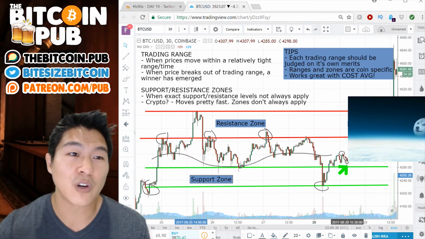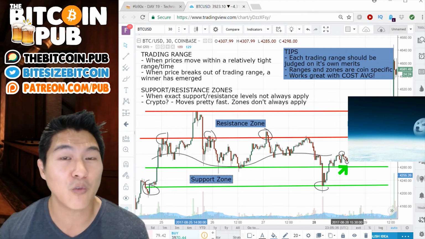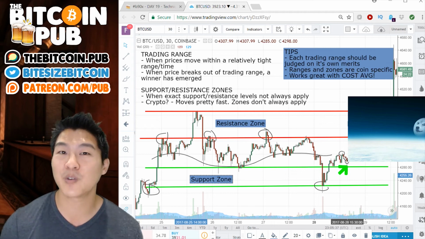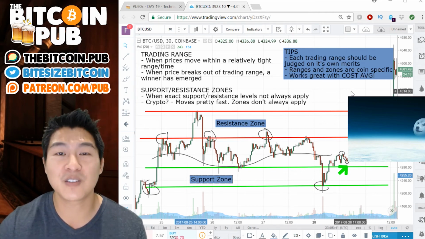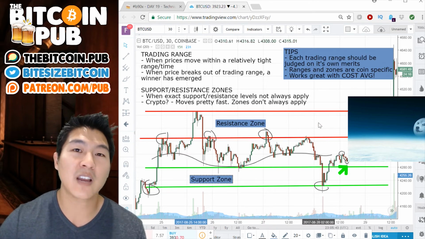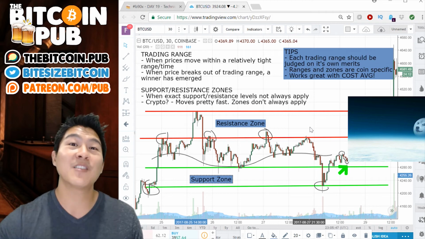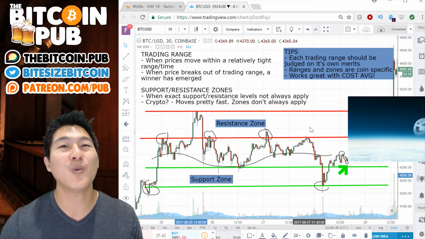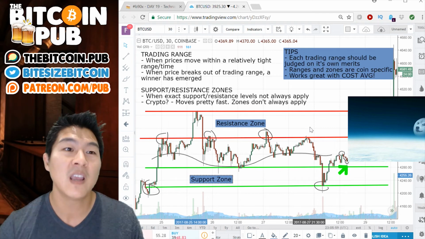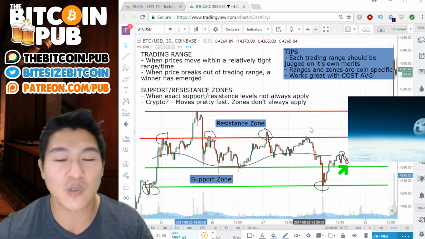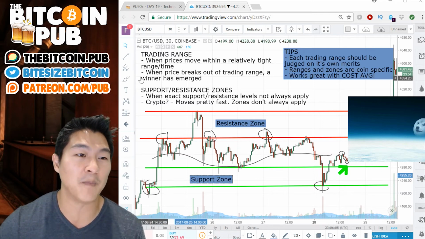Where trading ranges and support and resistance lines play a really powerful part in making money in cryptocurrency is it works really well with cost averaging. How does this work? Cost averaging is saying, hey, I want to get into the market consistently, but I'm not always going to hit the low lows and I'm not always going to hit the high highs. And so trading ranges and support and resistance zones give us a pretty nice range to work from.